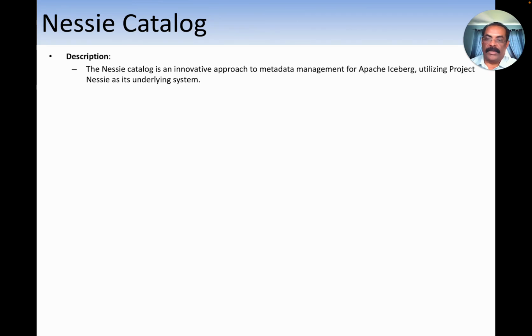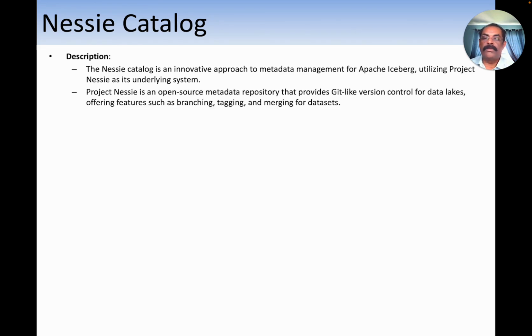What is Nessie? The Nessie catalog is a new approach introduced for Iceberg, Project Nessie. It's kind of a Git-like model. You can do branching, tagging, merging. Now you say, okay, Iceberg also has branching and tagging, but Iceberg works on a single table. But with Nessie, you can do the branching on the entire database or multiple tables.